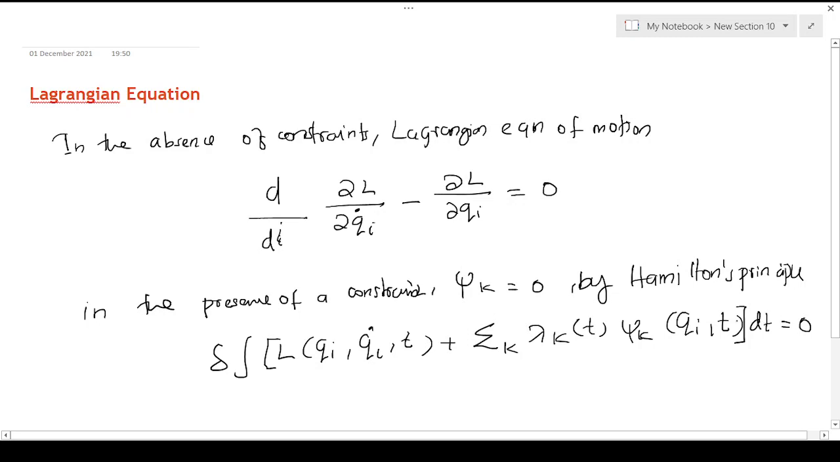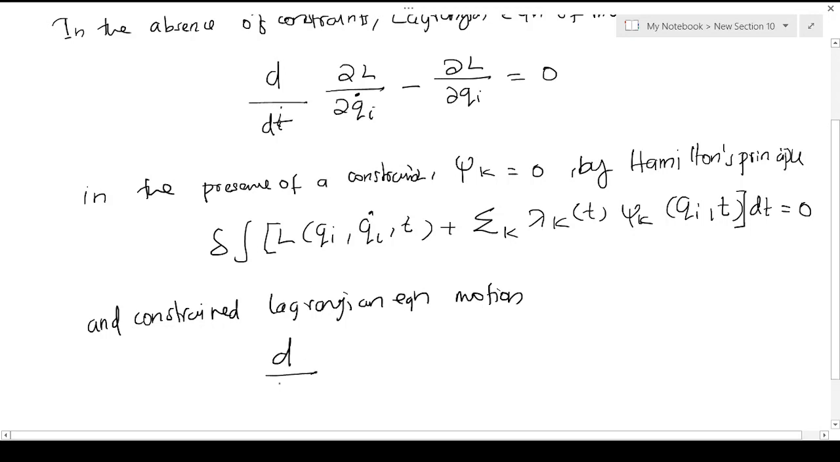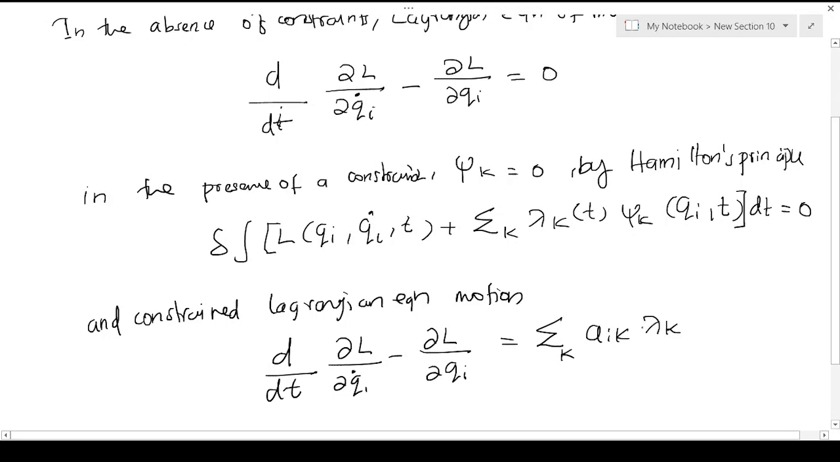When you say the constrained Lagrangian equation of motion, it becomes d by dt of dou L by dou qi dot, minus dou L by dou qi, which is equal to sigma k aik lambda k. So here, when you have a constraint, this equation of motion will not be 0; instead it will be a non-zero quantity associated with that.